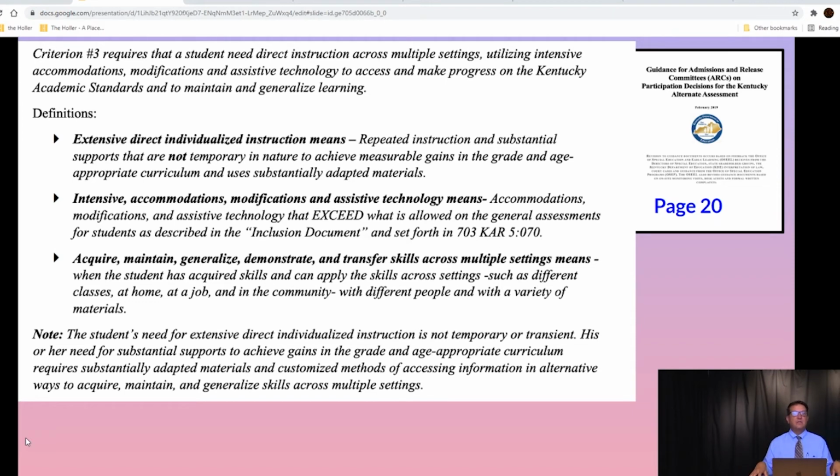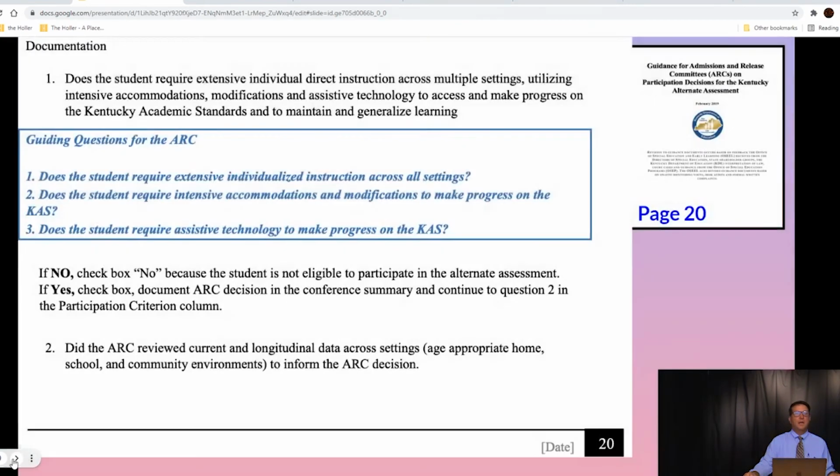The student's need for extensive, direct, individual instruction is not temporary or transient. His or her need for substantial support to achieve gains in the grade and age-appropriate curriculum requires substantially adapted materials and customized methods of accessing information in alternative ways to acquire, maintain, and generalize skills across multiple settings. That all has to be documented so that we capture exactly what we need. And these are the guiding questions that come from the participation guidelines or the guidance for admission and release, and what we're doing to make these decisions.